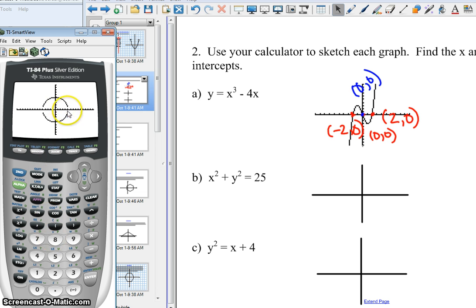These little spaces in between the circle, that's just a limitation of the calculator. I'm not sure why it doesn't connect right there. That's something to do with the software. So now we need to sketch that on our paper.